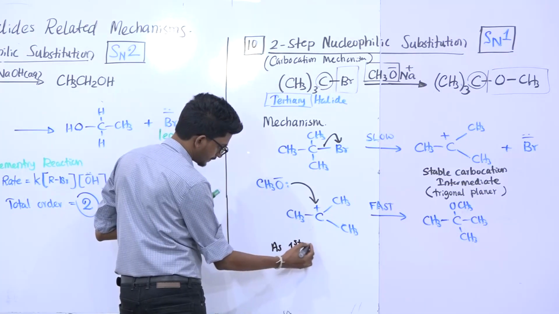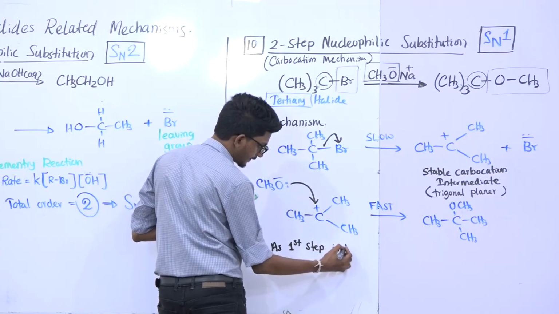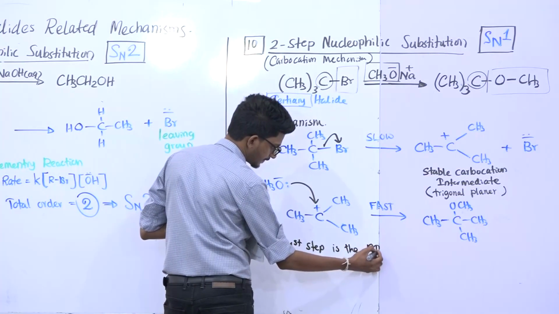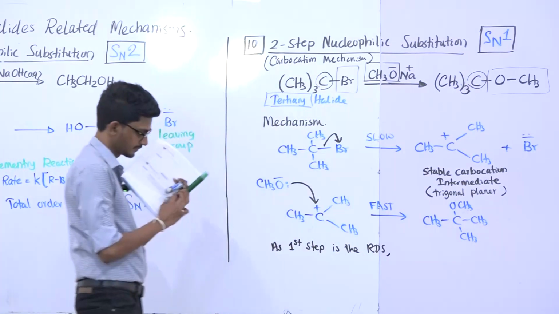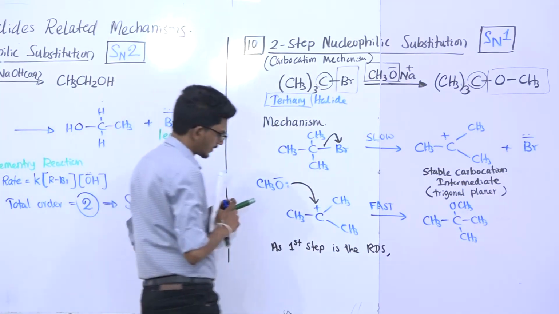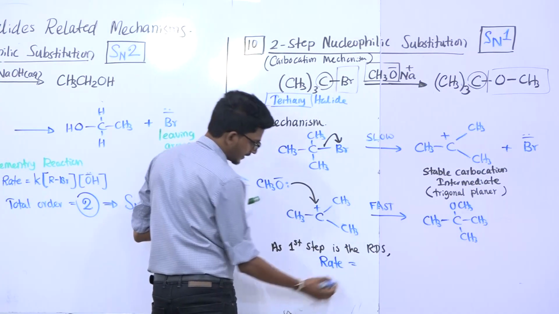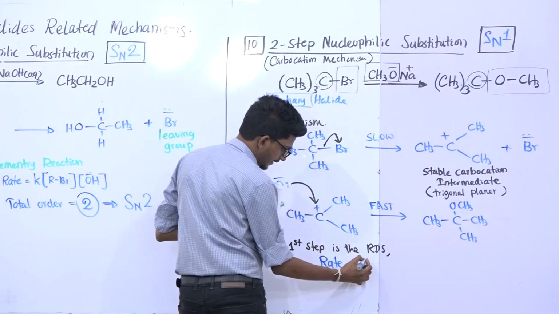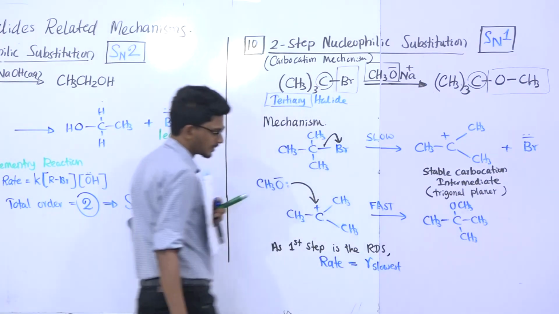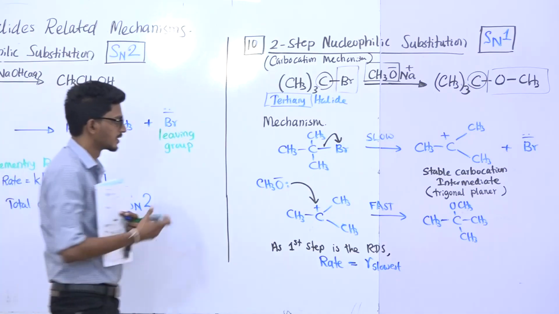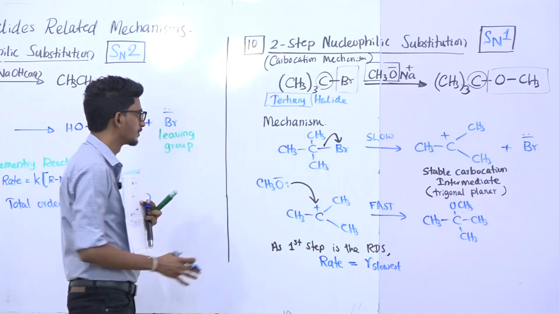As the first step, forming the carbocation is the RDS. So you can write the rate of the whole reaction is actually equal to the rate of the slow step, right? So again the slow step is kind of an elementary step.